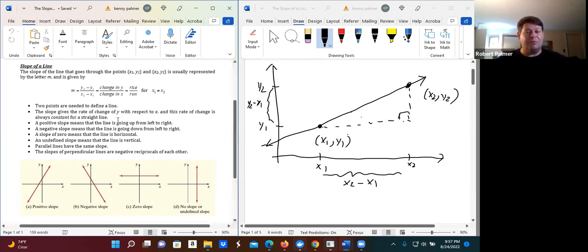A positive slope means the line is going up from left to right. For example, this line has a positive slope. If you think about a positive change in x, a positive run, our rise is positive, so our line is going up from left to right. A negative slope, as you might expect, means the line is going down from left to right. We can also have a slope of 0, which means we have a horizontal line. We can also have an undefined slope, which means we have a vertical line.